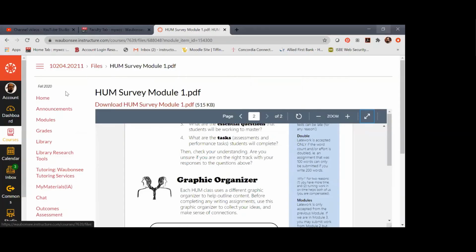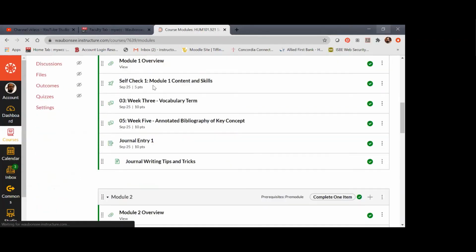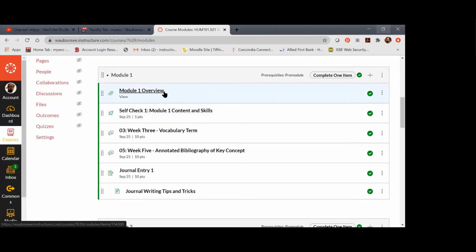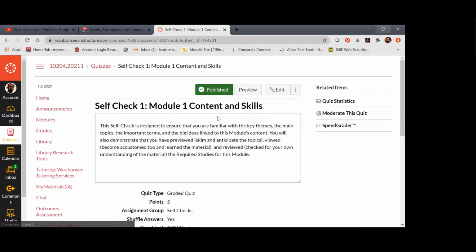Now, if you go into the module itself, you'll see once you've done the work of the module overview and done your readings, you can start your self-check, your discussions, and your journal. So let's take a look at the self-check. You'll see it's a multiple choice quiz.